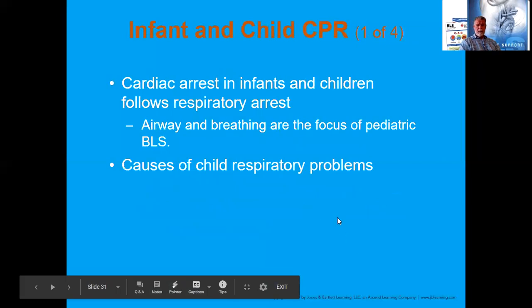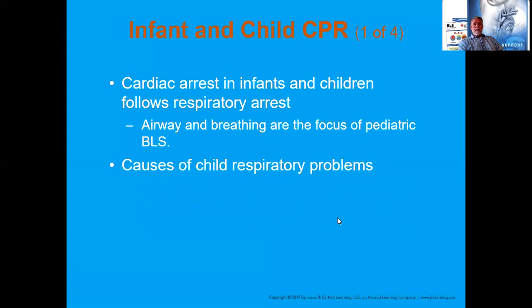For infants and children, again, love this part, cardiac arrest in infants and children will typically follow respiratory arrest. And so what does that mean, right? You don't have a lot of two-year-olds running around saying, oh, I'm having a heart attack, right? Kids have good hearts. It could be something congenital, and that's where it could lead to that VFib or VTach, but primarily, children and infants will go into cardiac arrest because of a respiratory arrest first.